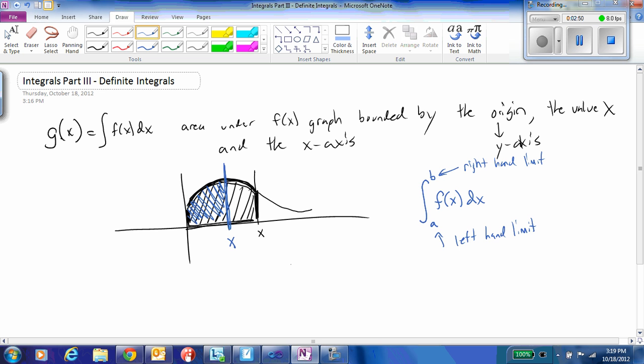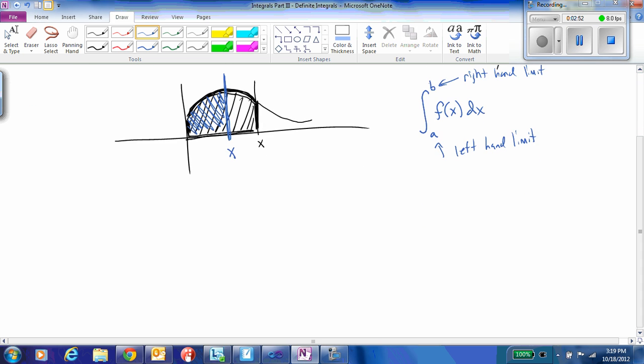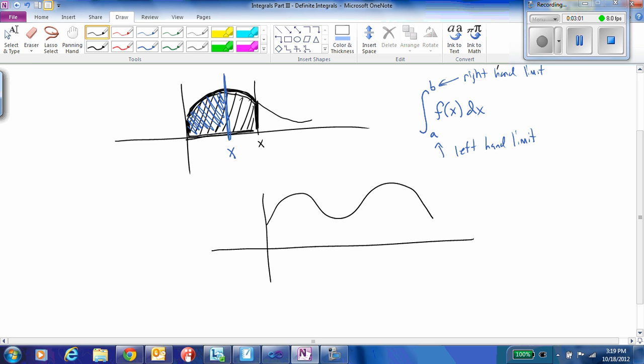So this integral means the following. If I had a function, there's my function, and I have an a value and a b value. If a is here and b is represented, say, here, then this integral means the area bounded on the top by the function, the axis, and starting at a and ending at b. This is known as a definite integral.